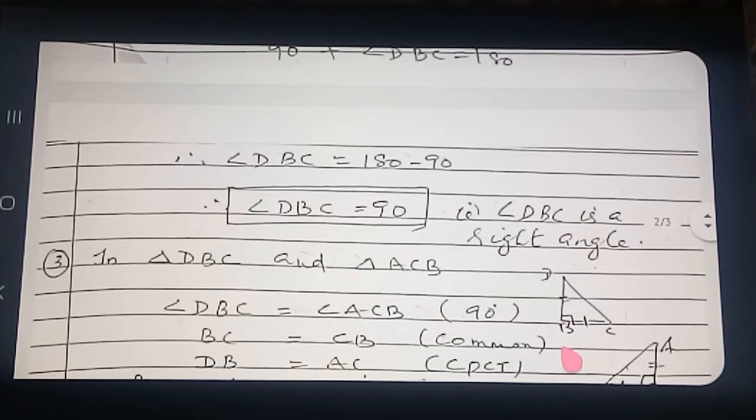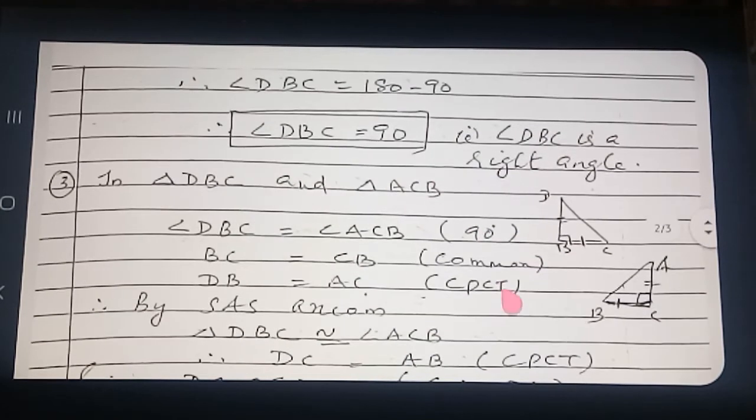Now, what do you want to prove next? In the next part you want to prove that triangle DBC and triangle ACB are congruent. That is also very simple. So for that I have shown a separate diagram here. See here.